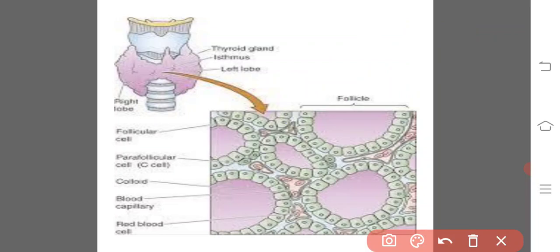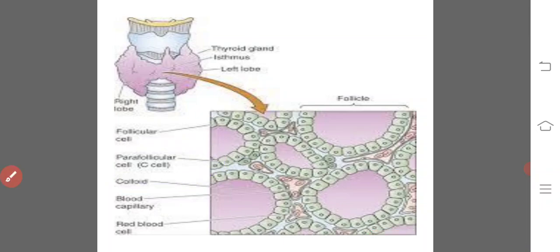If you observe furthermore, all these are the follicles. Between the follicles, a delicate network of loose connective tissue contains scattered cells which are known as the parafollicular cells. These parafollicular cells are otherwise also called the C cells.